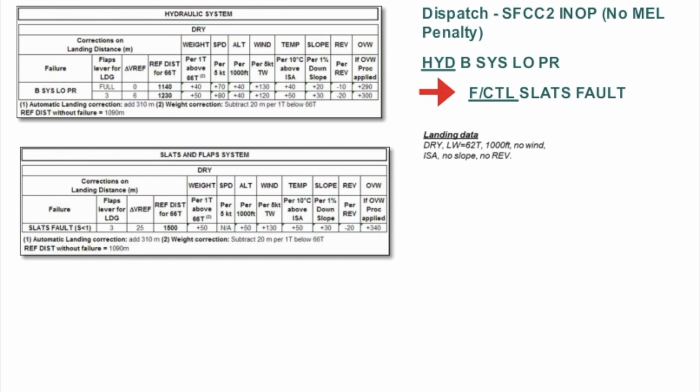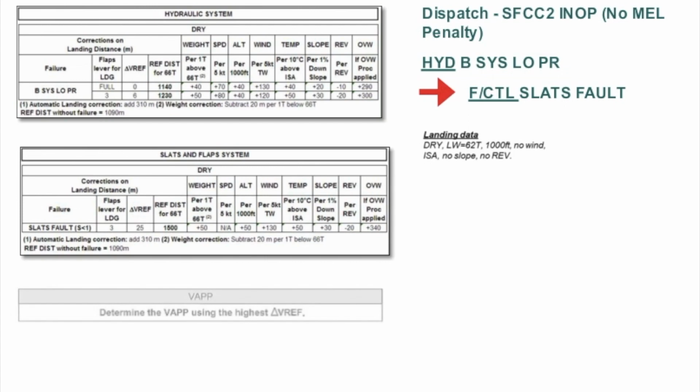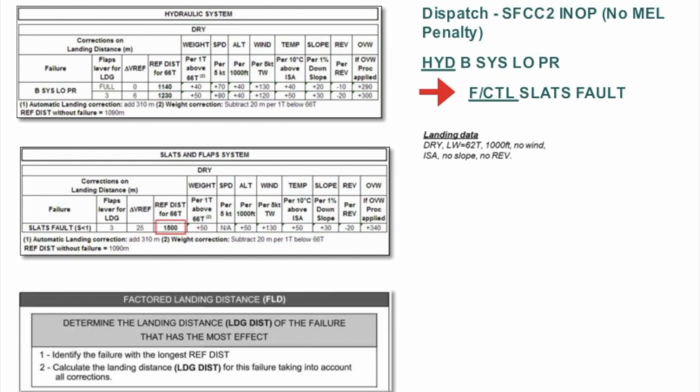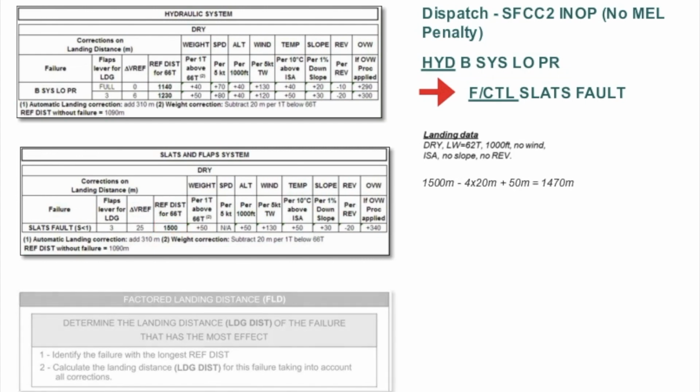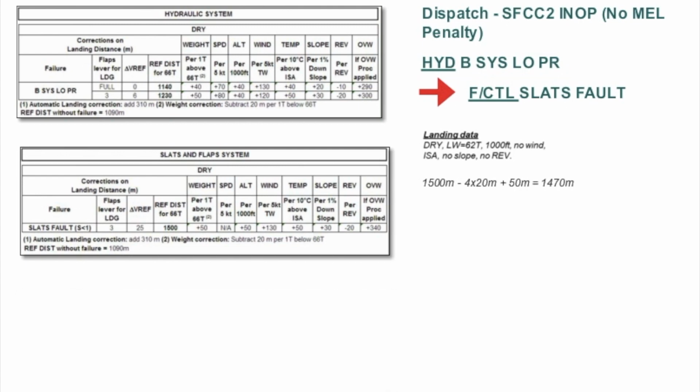We determine VAP using the highest delta ref of all failures, in this case 25 knots. We then separately determine the failure with the longest ref distance. We then calculate the landing distance for that failure, taking into account all corrections. In our case, 1,500 meters for the longest failure, slats and flaps, which is then corrected to 1,470 meters.